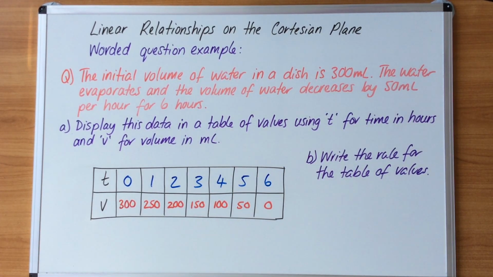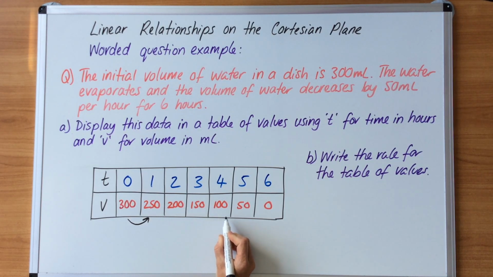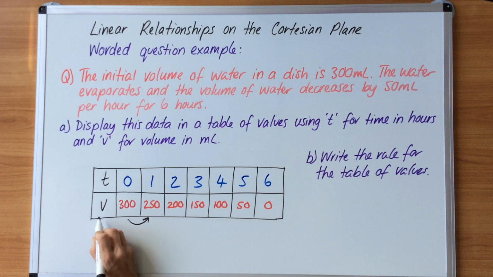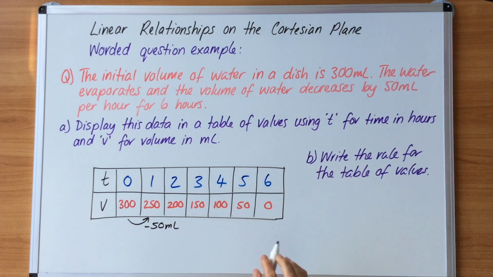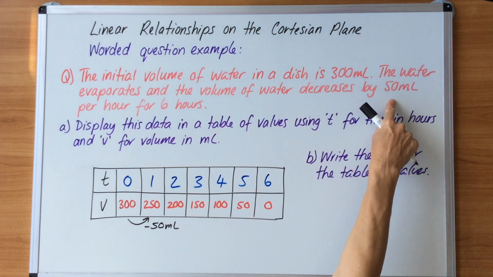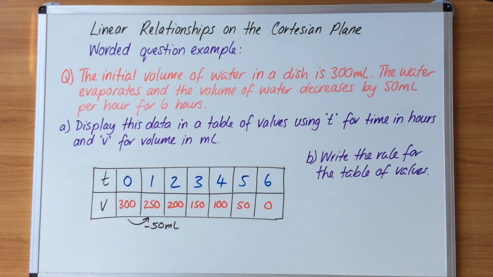We are now going to write the rule for the table of values here. The first thing we have to do is find the coefficient. This is how much it increases or decreases between this V row. So I know that we decrease by 50, so -50, and that's our milliliters, because we are told that we actually lose 50 milliliters each time the hour ticks over. So I know that that really means -50t.